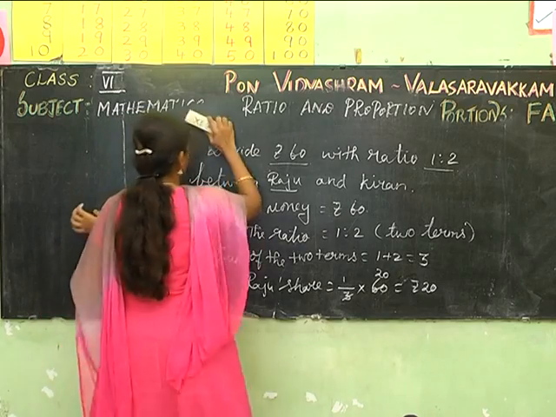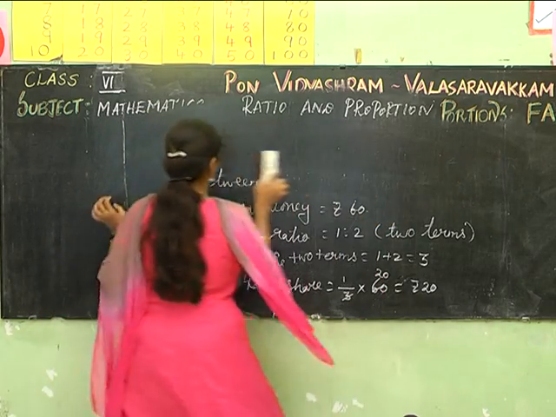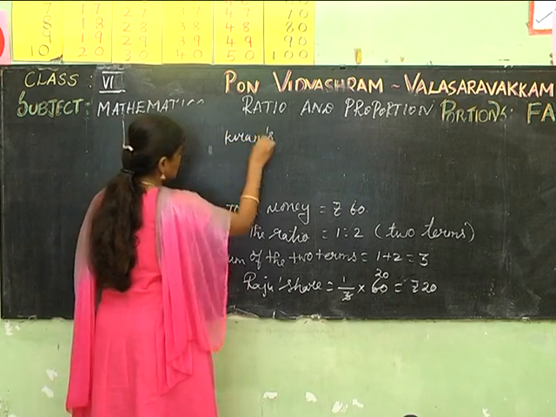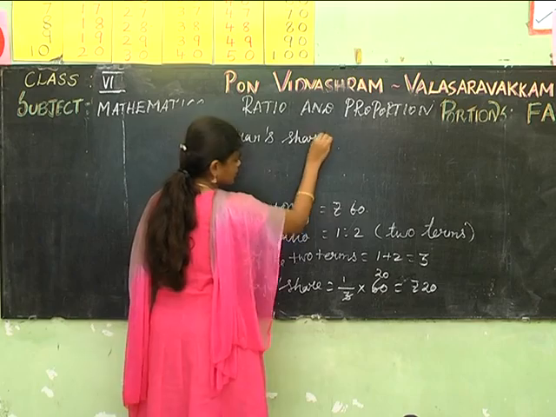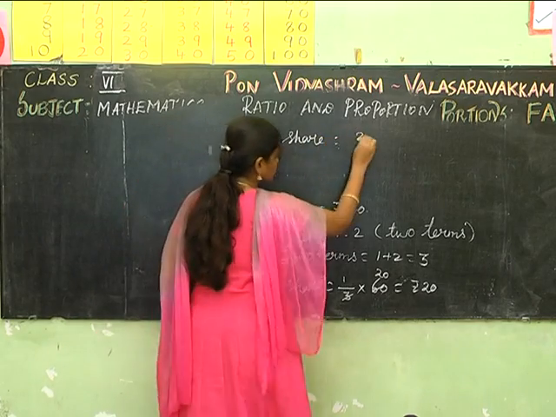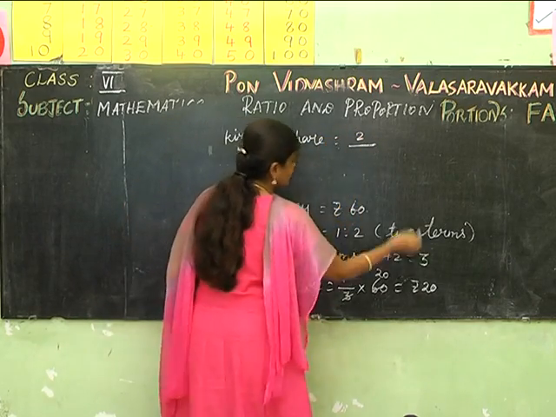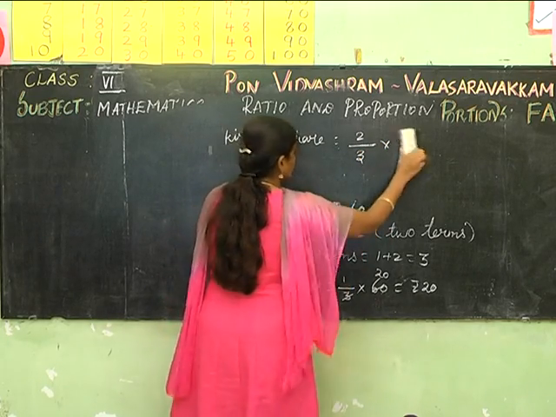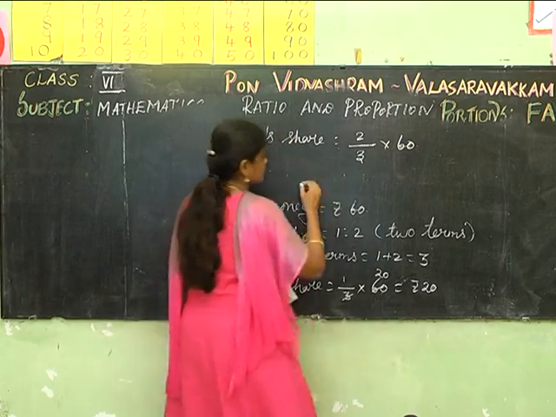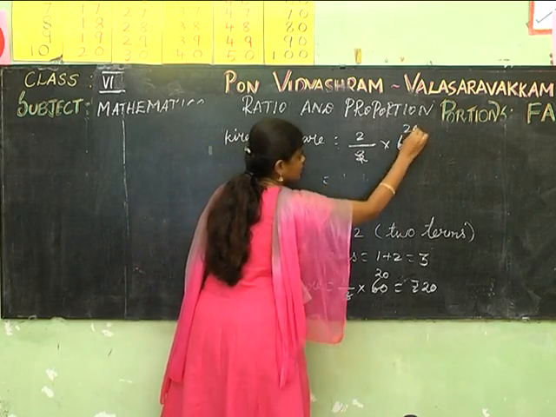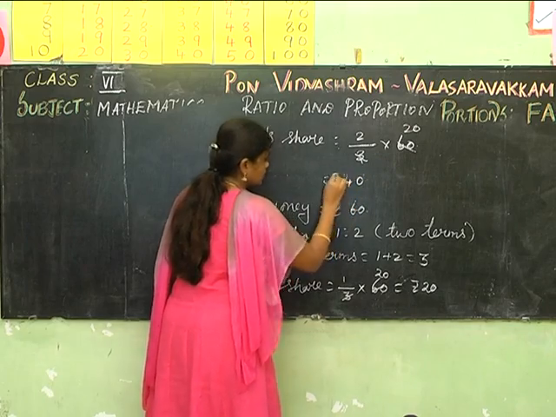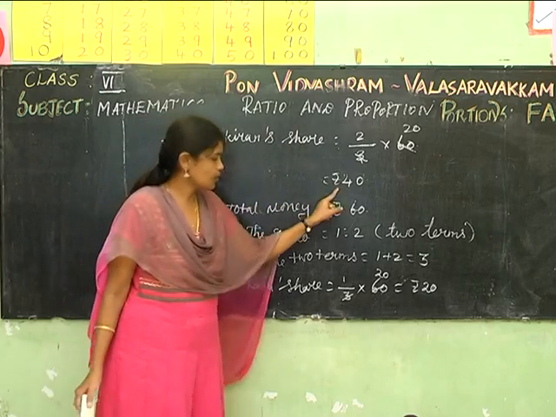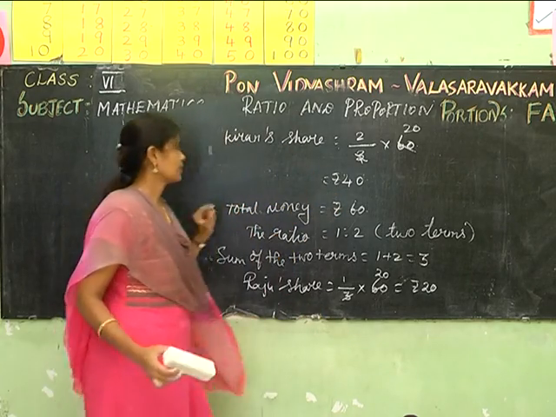Now the next one is Kiran's share. What is it? 2 divided by total number 3, into 60. So your answer is 40. So Raju's share is 20 and Kiran's share is 40. So total amount is 60.